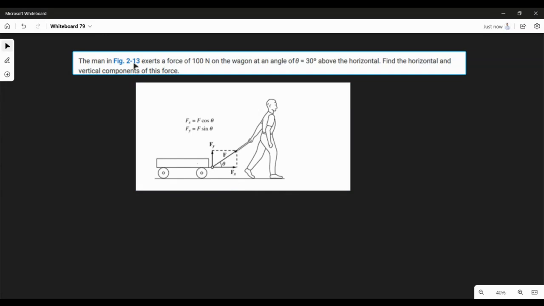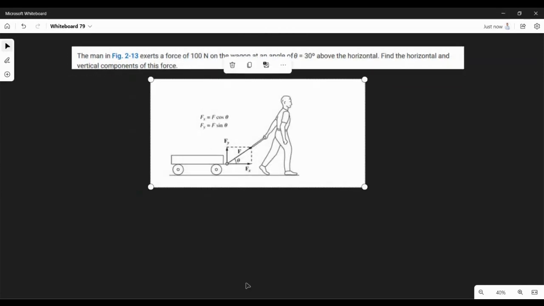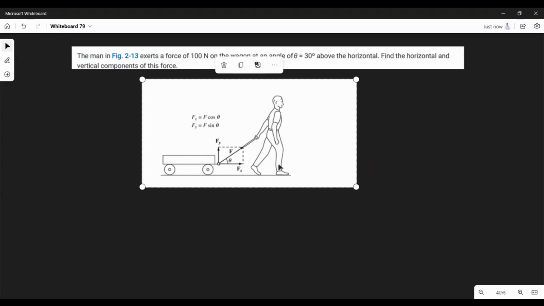So what we want here: the man in figure 2.13 exerts a force of 100 newtons. So this cable over here is pulling the wagon, 100 newtons at an angle of 30 degrees. What we want is the vertical and horizontal components of the force. This is exactly the same as what we did last week. I'm going to see if you're able to integrate the two. So I want Fx and Fy. Basically, the formulas for the two components are given.